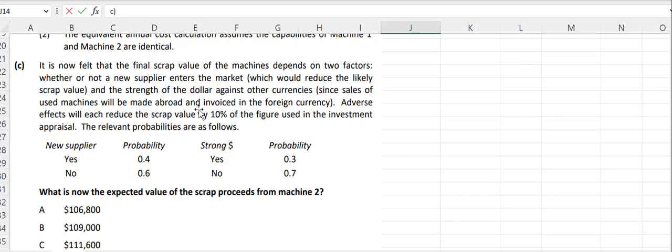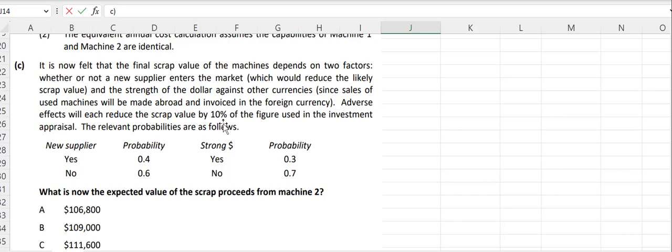So here what it says, if the dollar increases in strength, the scrap value will be reduced. So how much? The adverse effects will each reduce the scrap value by 10%. So if the new supplier enters the market, whatever your existing scrap value is, it will be reduced by 10%. But if the dollar also appreciates in value, you will lose a further 10% of your scrap value.